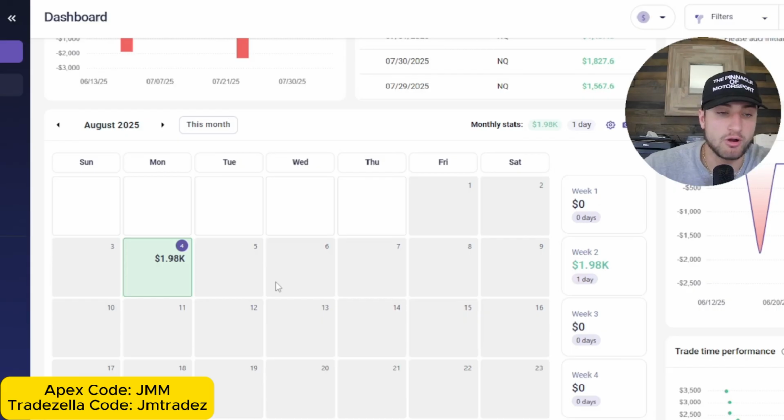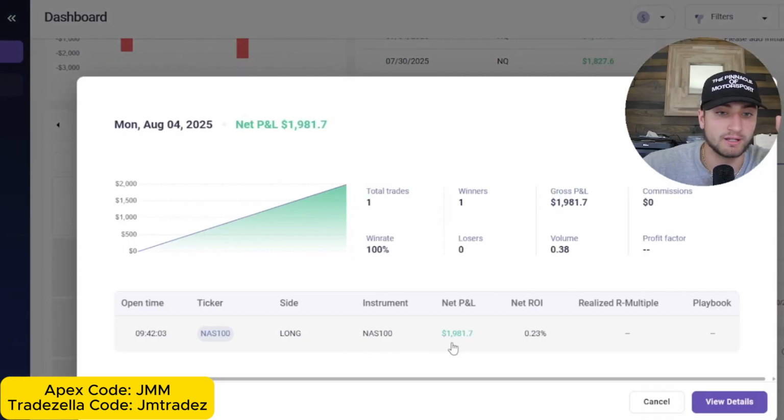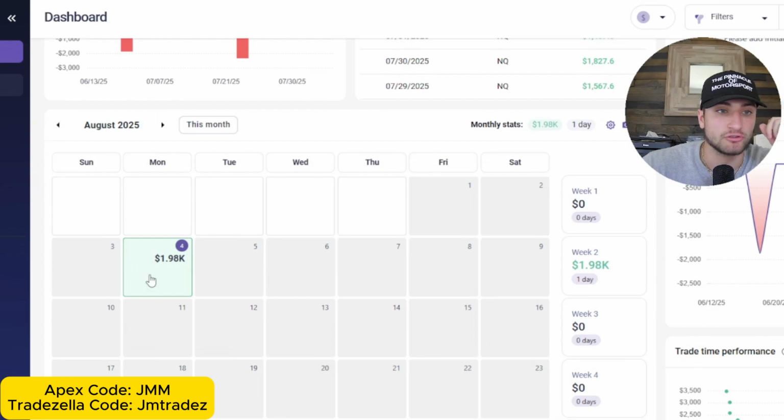Okay guys, so here we are on the first trading day of August. As you guys can see, we have a trade that we took on NQ, profiting just about $1,981, just about $2,000. So this is actually my trading journal right here, TradeZella.